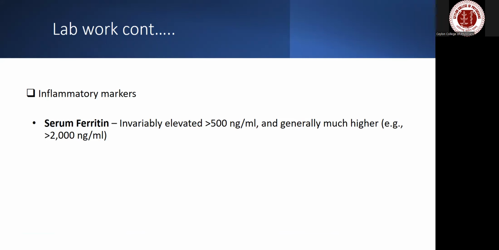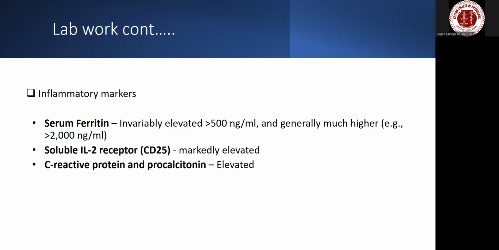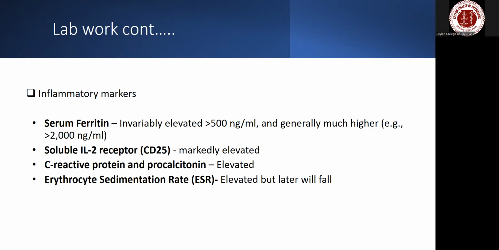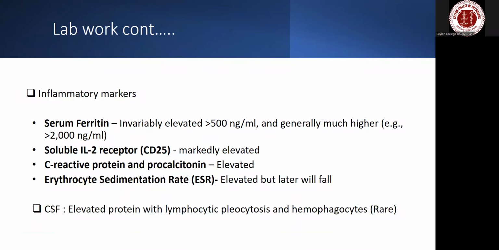And if you have a serum ferritin level of more than 10,000, it has a 96% specificity and 90% sensitivity for HLH. Because these macrophages are the main cell type behind this disease, and the macrophages act as one of the major storage areas for ferritin. And it is an acute phase protein as well. Soluble interleukin 2 receptors are markedly elevated. We can't actually go ahead with these immune markers in Sri Lanka. C-reactive protein and procalcitonin are also elevated. And the erythrocyte sedimentation rate, ESR, is elevated, but later on it will fall once the fibrinogen levels go down.